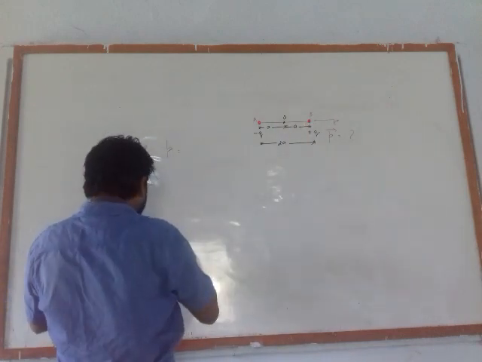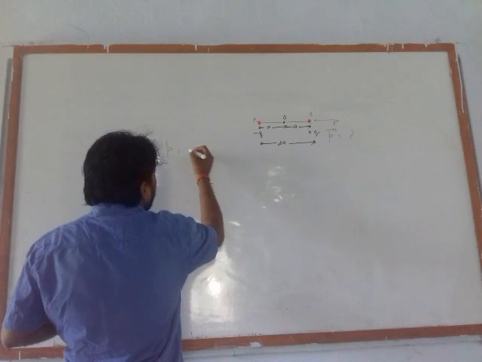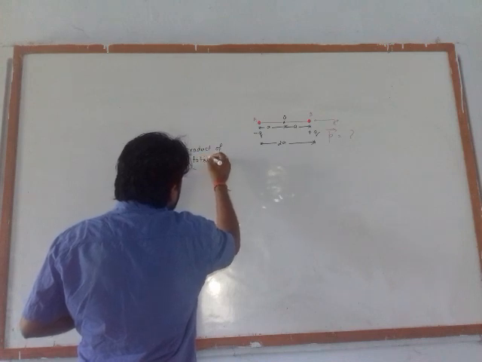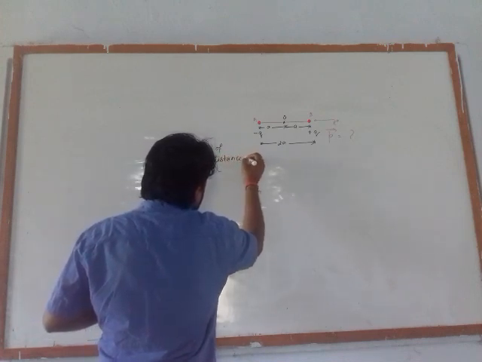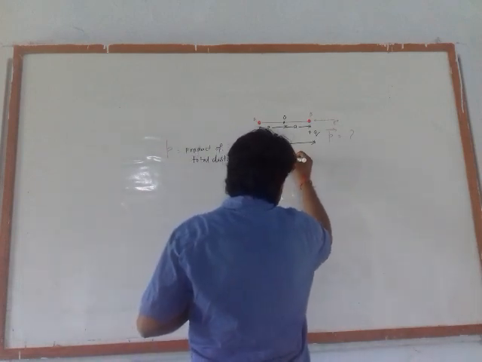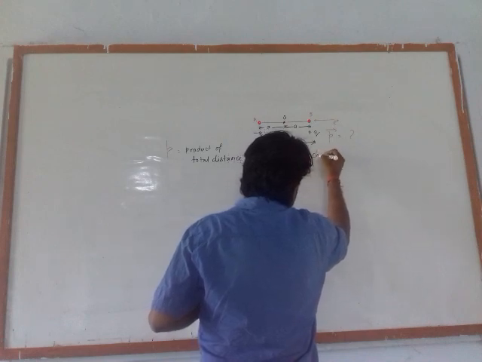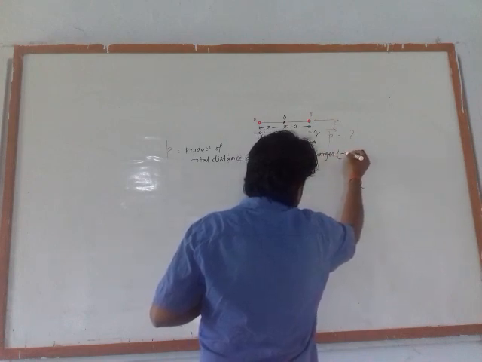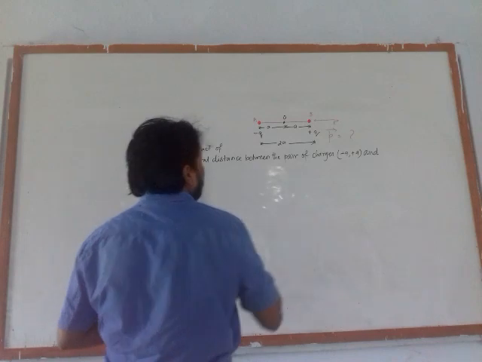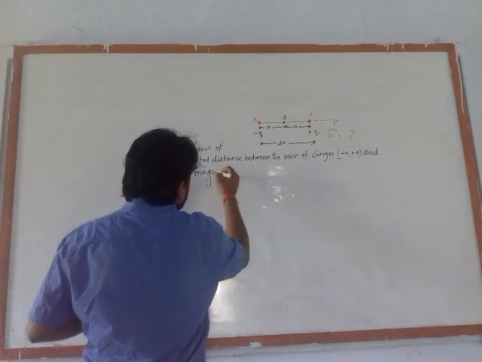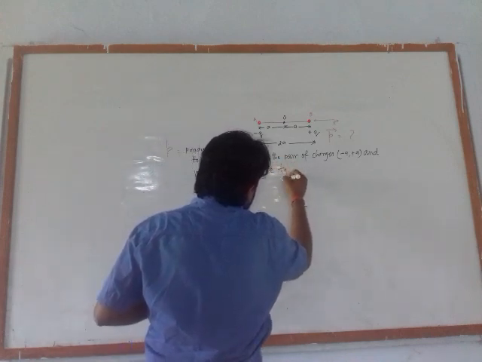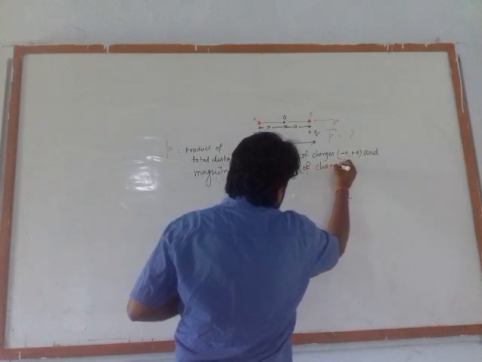Simply, I can write P is the product of the total distance between the pair of charges, meaning negative Q and positive Q, and the magnitude of either type of charge.